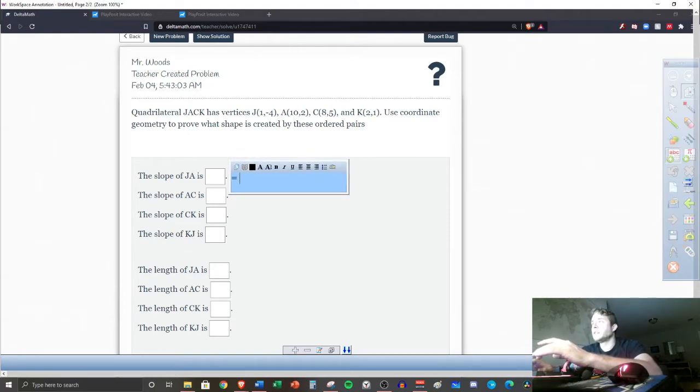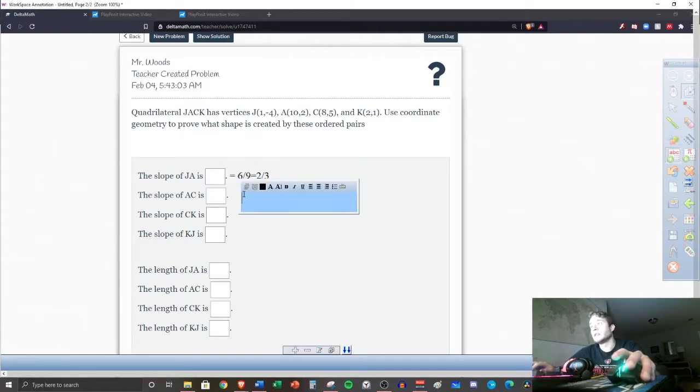So let's do this. So JA, what is the change in y? Well, it's -4 to 2, so we're adding 6, and we're going to divide that by, we're going from 1 to 10. Okay, so the change in the y values is 6. The change in the x values is 1 to 10, so that's +9. So 6/9, that is equal to 2/3. So there's our slope for that first one. Let's do the next one.